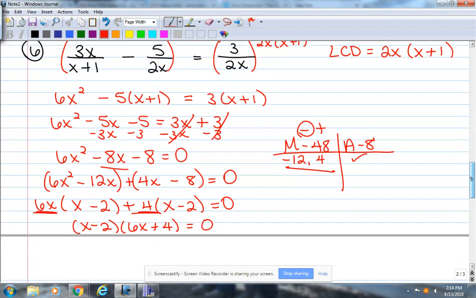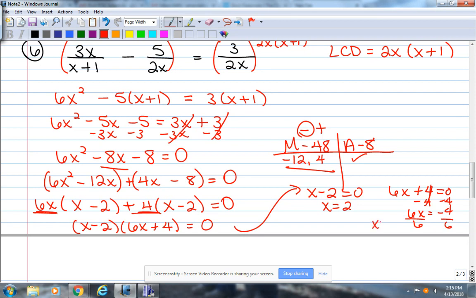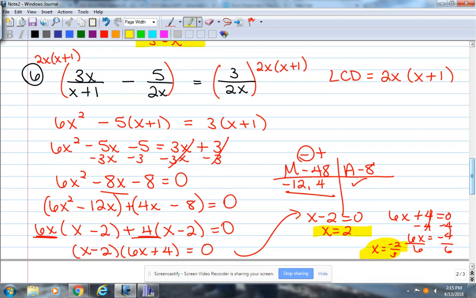And then you just set both of those equal to 0. So x minus 2 equals 0 and 6x plus 4 equals 0. That's going to add 2 and get x equals 2. This one you're going to subtract 4. 6x equals negative 4. Divide by 6, and that reduces to negative 2/3. So that's a really long one. You aren't going to have many like that one. Trust me.